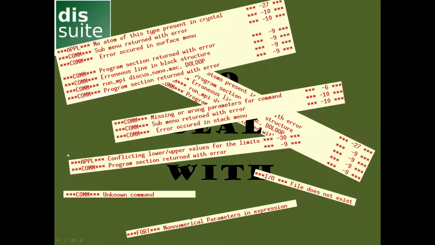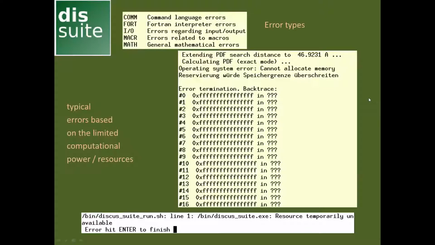There are also errors which have the location written in the error message, like "error occurred in surface menu here", but these errors are quite rare. So we want to do it from a general perspective, how to find the errors and how to deal with them. Let's talk about the errors in black first.